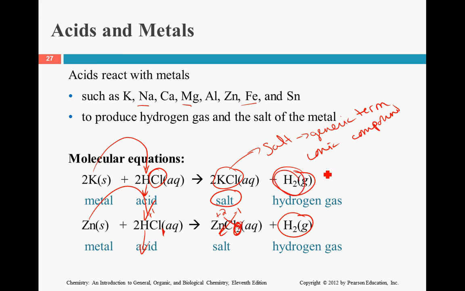Also notice that hydrogen is an H2. That's because it's a diatomic molecule. That means when it's all by itself, there's going to be 2 of them. It's not just going to be singular. Whereas if you look at the metal, there's only 1 potassium. There's only 1 zinc. That's because those are not diatomic molecules.